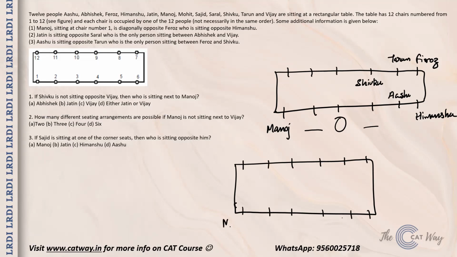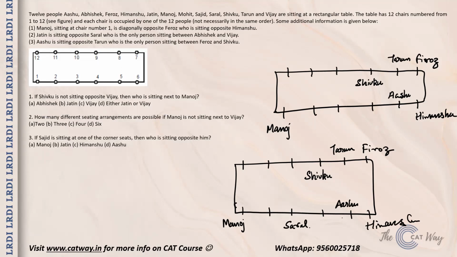So what do we have? Manoj over here. We have Shivku over here. We have Tarun here, Firoz over here, we have Ashu over here, and we have Himanshu over here, right? Now there are 2 positions that are possible for Saral. The first is this one. So Saral will occupy this position. And in that case Abhishek and Vijay can occupy this position or this position.